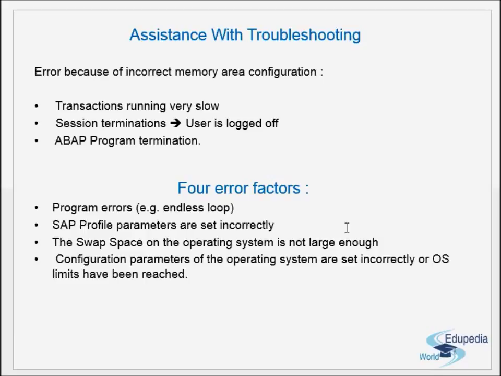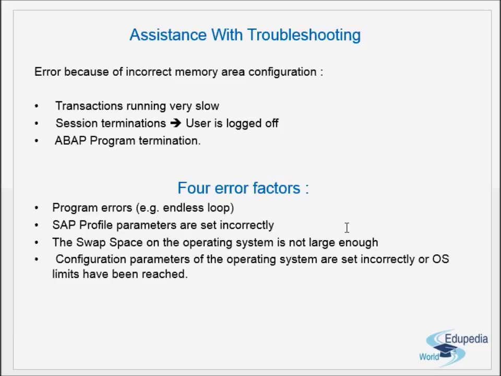Now, what are the main factors which cause memory problems? First one is the program errors. The first important thing is the coding errors, especially endless loops. Next one, the SAP profile parameters are set incorrectly. So initially we have made some mistake. We have not correctly estimated the usage of the system, so we have set the memory parameters very small initially. Because these parameters are set incorrectly, memory related errors occurred.